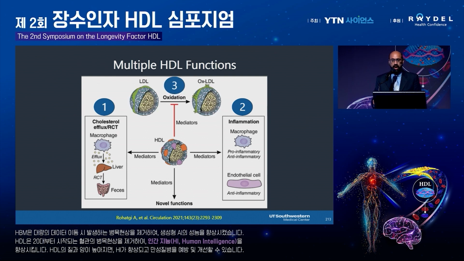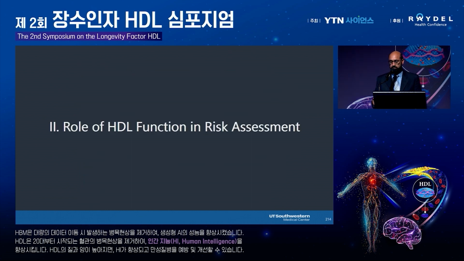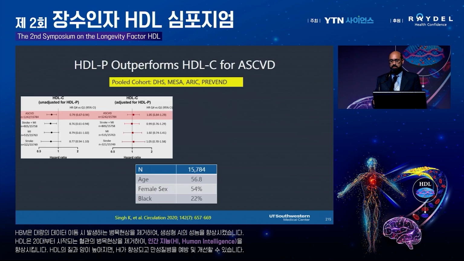And then the last one to highlight here is its ability to block oxidation and its anti-oxidative effects, in particular the ability to block the oxidation of LDL particles. Oxidation of LDL can render it highly atherogenic, and it's the oxidized LDL that starts to begin the plaque formation. So with that background, I'd like to move into the role of HDL function in assessing cardiovascular risk.